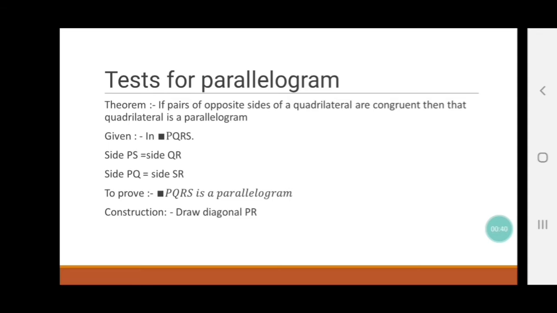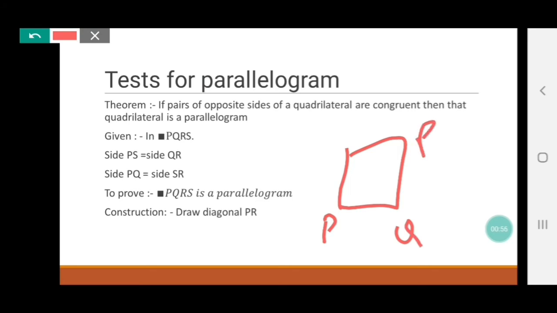What we have to prove? We have to prove that quadrilateral PQRS is a parallelogram. We have to draw the diagonal PR. I'll just go with the figure. Here the figure is given. Here suppose it is P, Q, R and S. So PS is equal to QR and PQ is equal to SR. What we have to do, we have to prove that it is a parallelogram. For that, we have to draw the diagonal. Okay, done. Now we move on to the next slide where the proof of the given theorem is given to us.